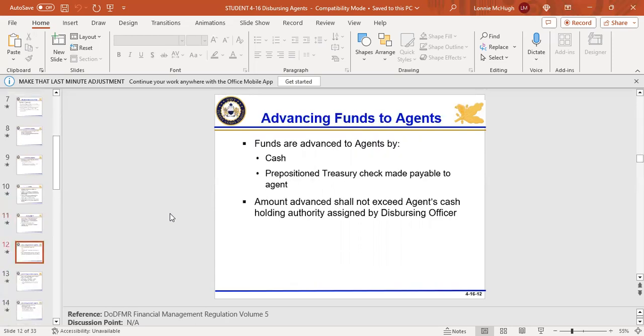All right. Now we're going to move into our enabling objectives. We defined a little bit of what an agent is and who that could be, what those positions are. But now we're going to talk about advancing funds to those agents.